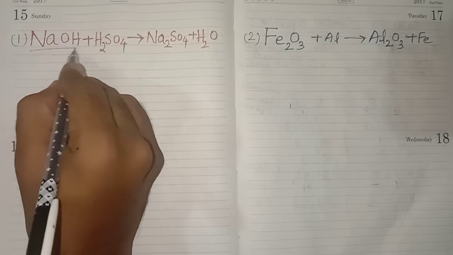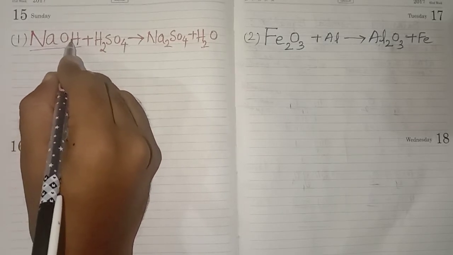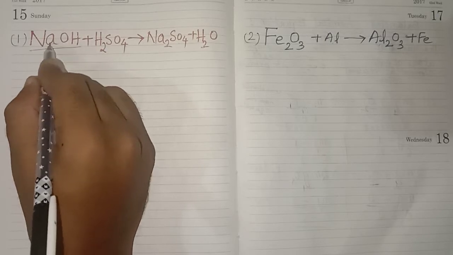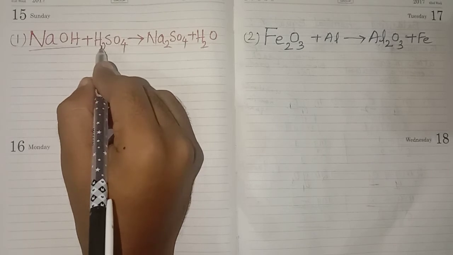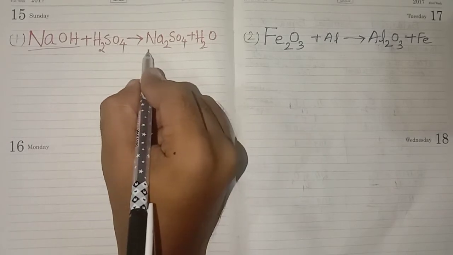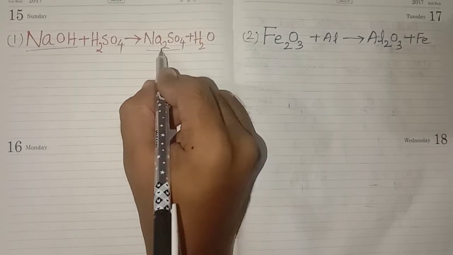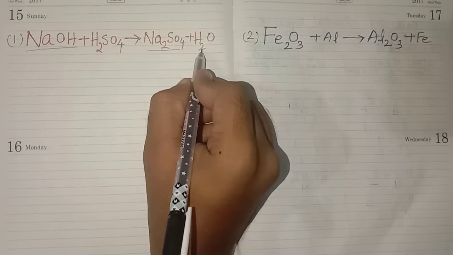So observe here, NaOH: Na for sodium, OH means hydroxide, so sodium hydroxide. H2SO4 means sulfuric acid. What is Na2SO4? Sodium sulfate. And H2O means the molecular formula of water.